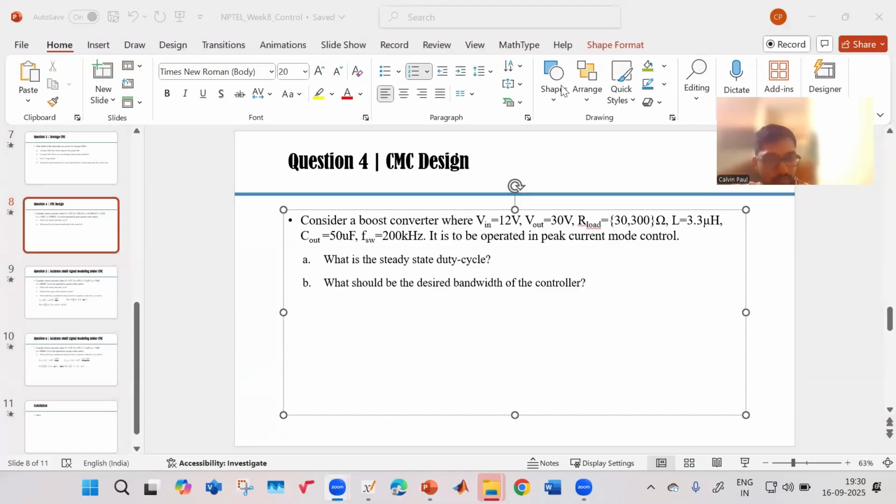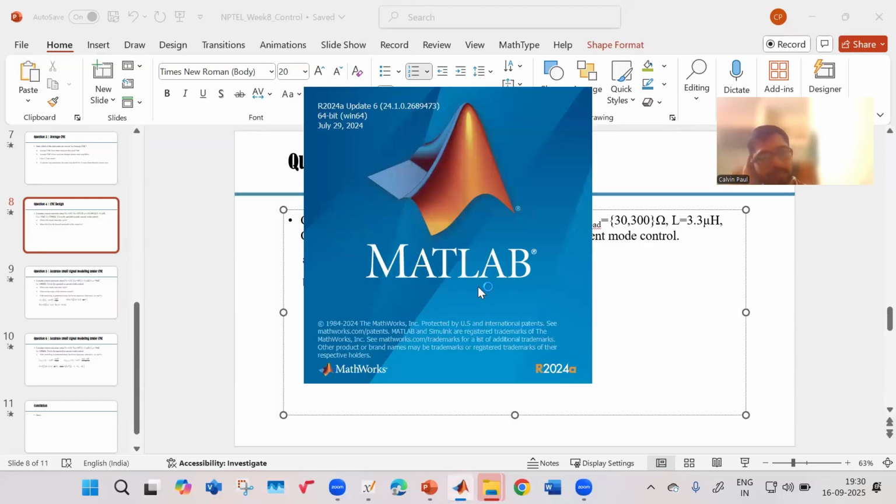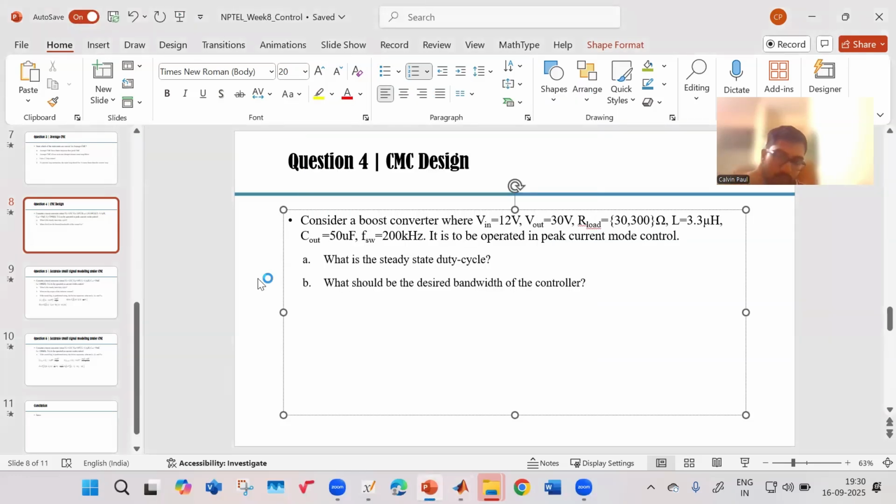Now what should be the bandwidth of this controller? What do you think should be the bandwidth? Minimum value of 1/10 of switching frequency and omega RHP/3. Correct. It should at least be the minimum of omega RHP by 3 or 1/10 of your switching frequency. Okay.